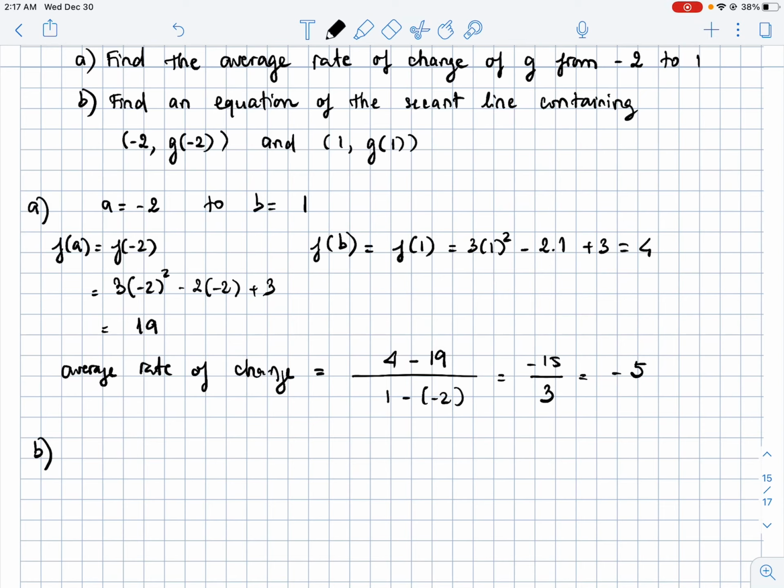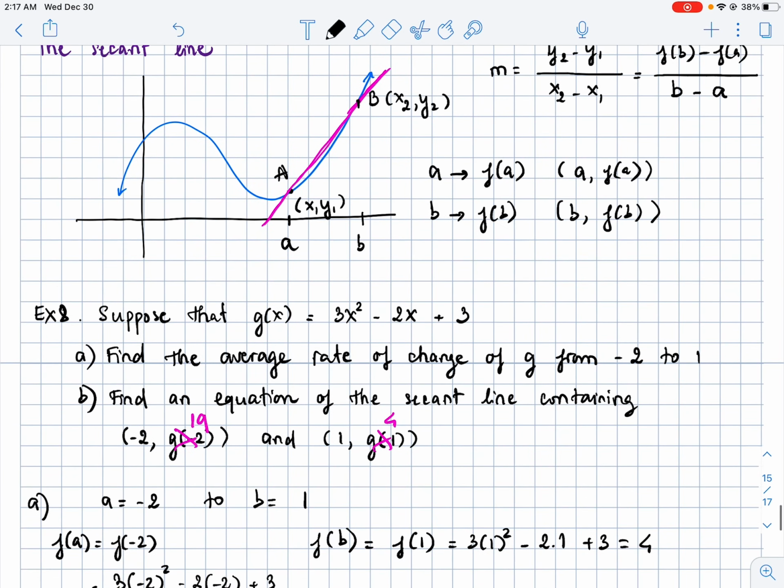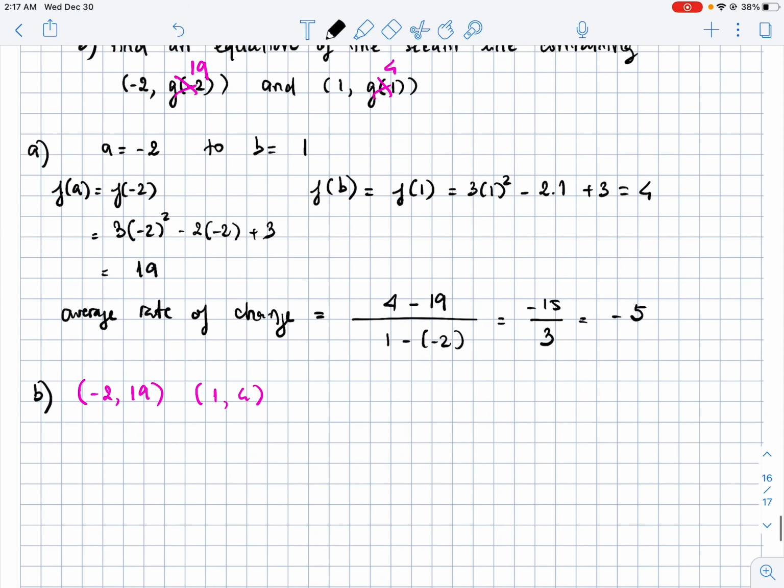In part B, we want to find the equation of the secant line containing -2, g of -2 and 1, g of 1. We're going to replace the points. When we input -2, we get 19, and when we input the 1, we get 4. So we have the two points, -2, 19, and 1, 4. We want to find the secant line, which is the pink line AB right here in the graph.